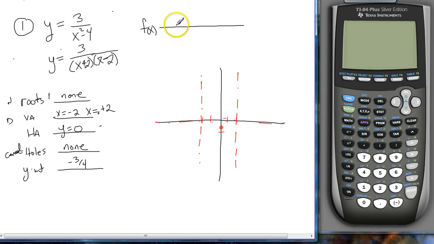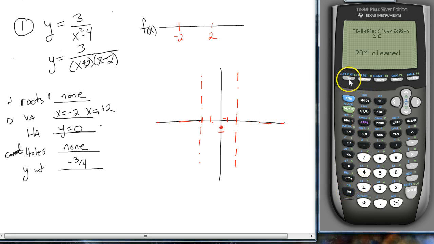Well, that's where a number line comes in handy. So on my number line, I'm going to put my key values, which happen to be, for this problem, -2 and +2. Now, we're just learning how to do this. So if you want, we can graph it on a calculator. That's not a problem. So I'm going to turn the calculator on, go to y equals, and make sure you use parentheses when you do the bottom. So 3 divided by x squared minus 4. Always type in the original.